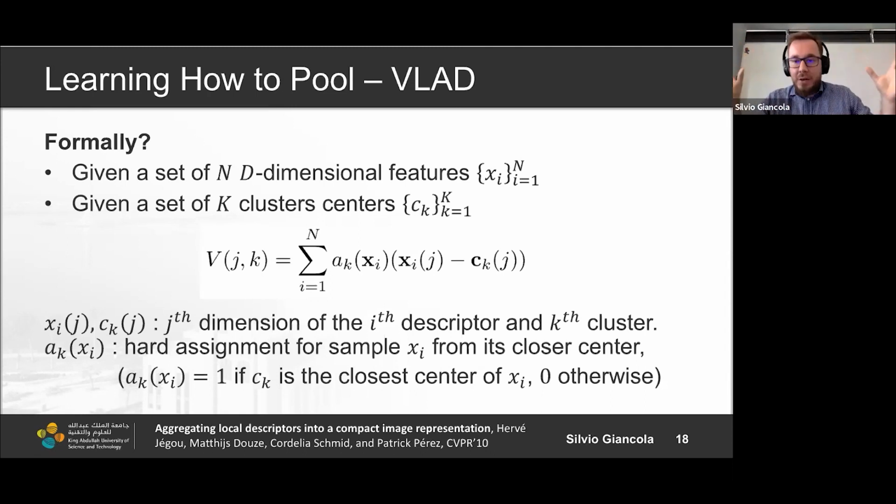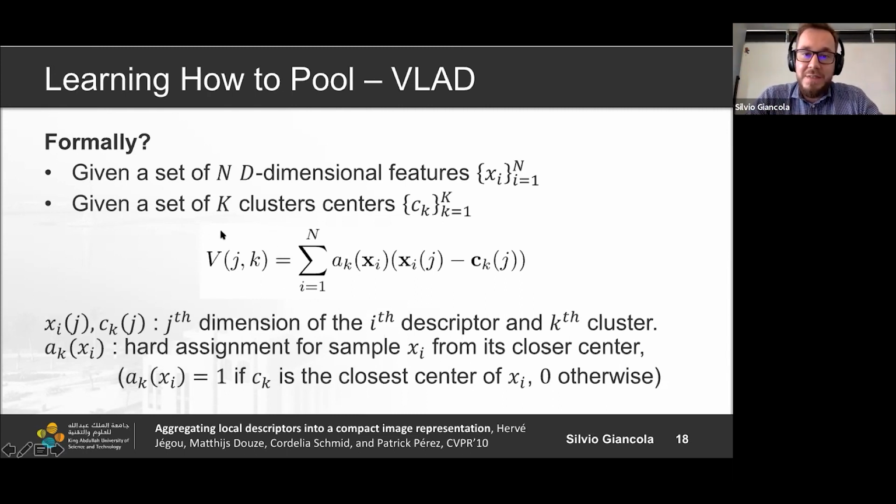Let's imagine you have a set of 1,000 features. This is your x. You take one of them and compute its distance to the closest clusters that were pre-computed originally. You actually take them all, but you have a hard assignment of a sample xi to its closest center. So you take the residual of that point xi to all the clusters, but only consider the residual for the closest cluster. All the others are equal to 0. You do not take them into consideration.